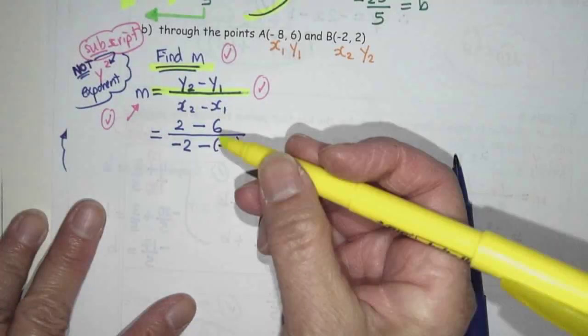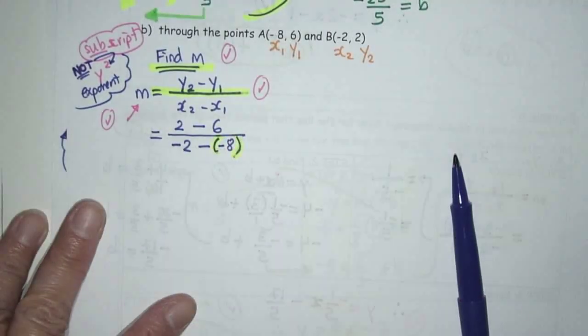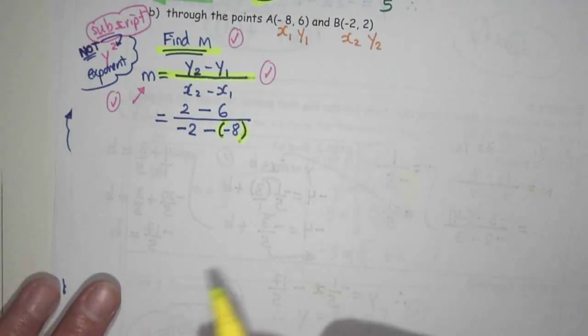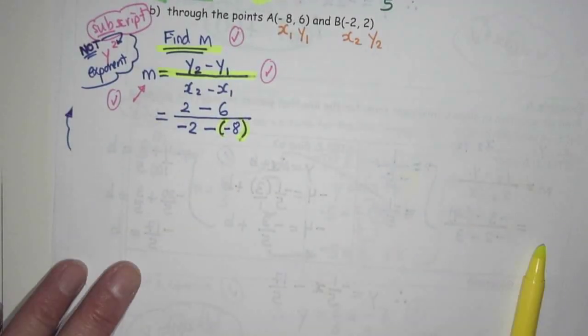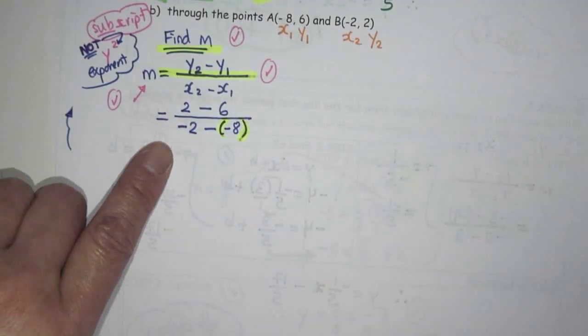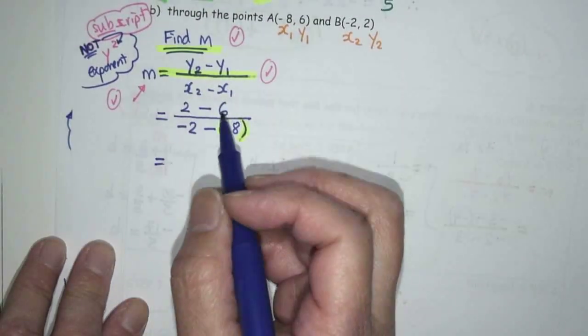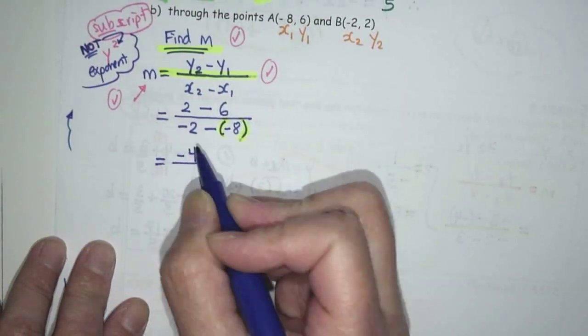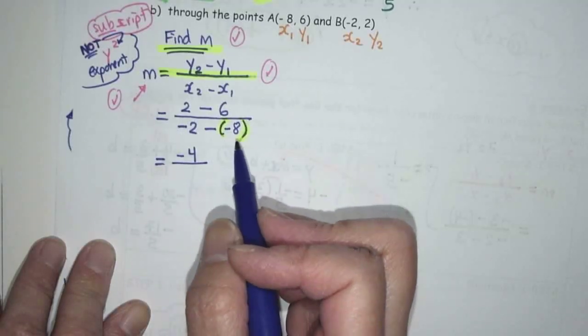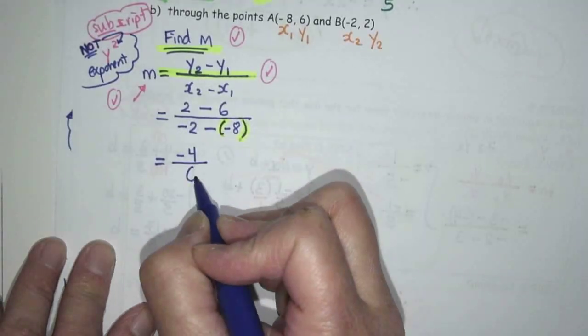You do need the brackets, so all the form and such that we taught you at the beginning of the course with numeracy, all that stuff, you need to have the brackets there. Again, that's communication marks off if you don't do that right. So we're going to keep going. 2 minus 6 would be negative 4. Negative 2 minus 8 would be a 6.